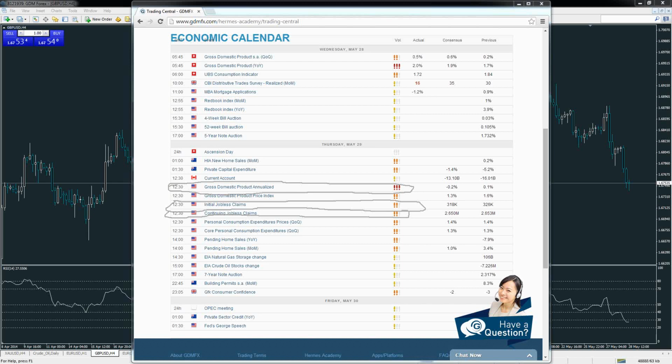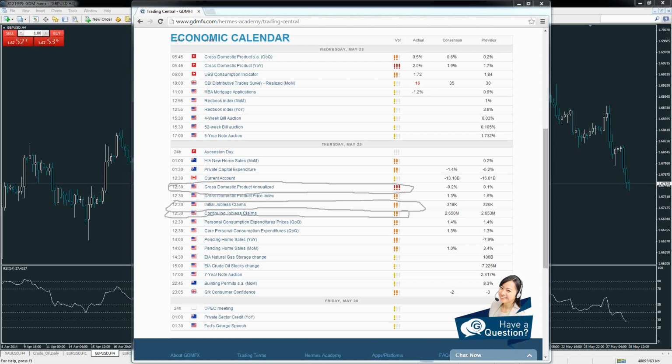Now, if the non-farm payrolls numbers are higher, they're seen as positive or bullish for the USD, and the unemployment rate should be decreasing, right? So we can see that the US economy is strengthening, and that will mean that it's bullish for the USD.